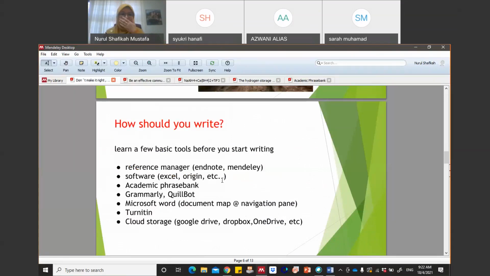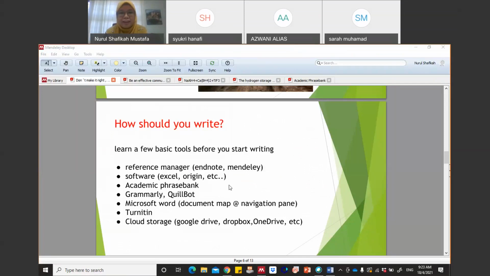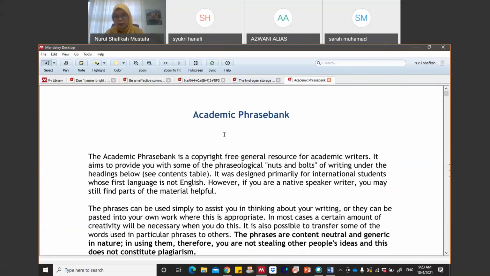Okay. Another one is academic phrase bank. What is academic phrase bank? Kita pernah dengar academic phrase bank tu apa? Okay, academic phrase bank ni actually it's just like macam sentence starter. So it can help you if you start in your writing, it gives you an idea how to start writing, how to start your sentence in every part. Okay, for example here, there's a lot of academic phrase bank. You can just search in Google. So there's many things, but this is one that I have used before.